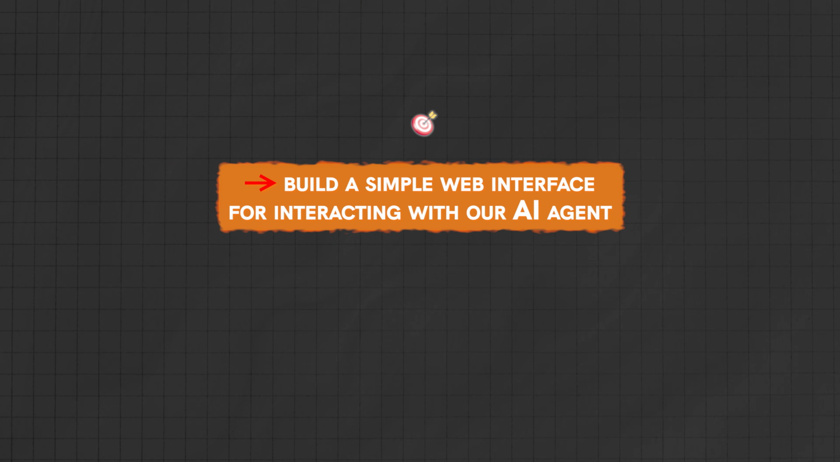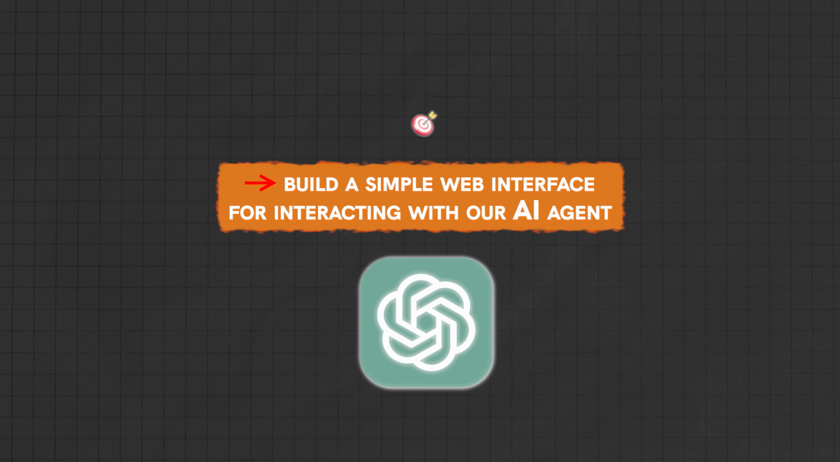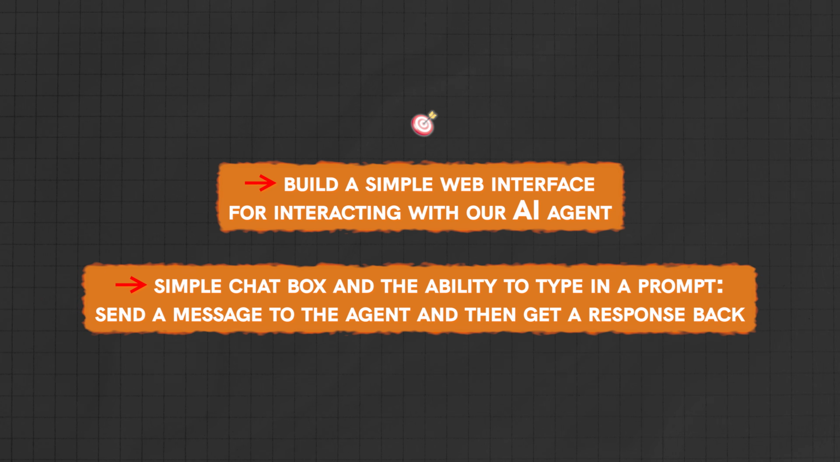So what we'll do for this video is we'll build a simple web interface for interacting with our AI agent, just like you would have for something like ChatGPT. We'll just have a simple chat box and we'll have the ability to type in a prompt, essentially send a message to the agent, and then get a response back.